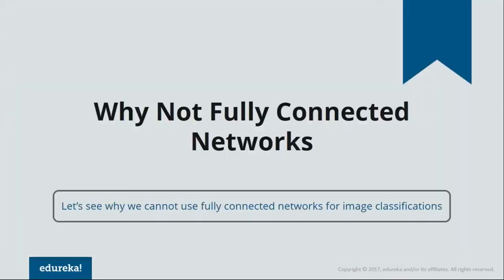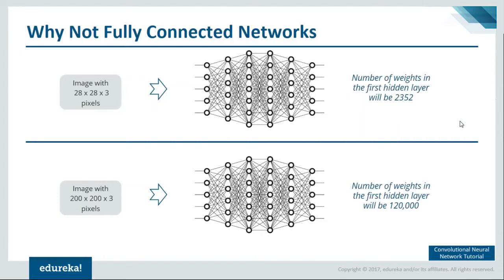So let's move forward and see why we can't use fully connected networks for image classification. Consider an image which has 28 cross 28 cross 3 pixels. When I feed this image to a fully connected network like this, the total number of weights required in the first hidden layer will be 2352. You can just go ahead and multiply it yourself. All right. But in real life, the images are not that small. Whatever images we have are definitely above 200 cross 200 cross 3 pixels. So if I take an image which has 200 cross 200 cross 3 pixels and feed it to a fully connected network, the number of weights required at the first hidden layer itself will be 120,000, guys.